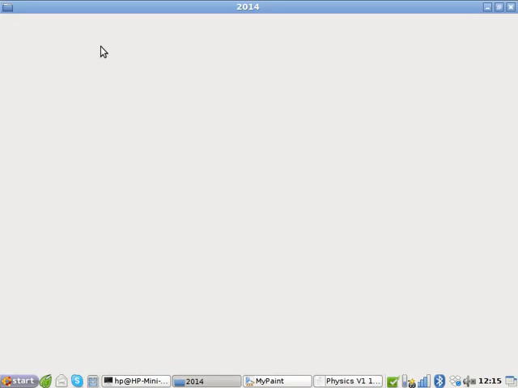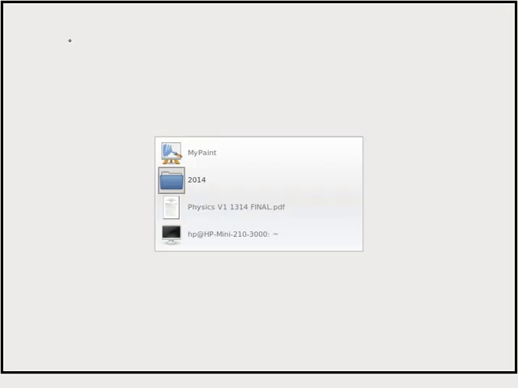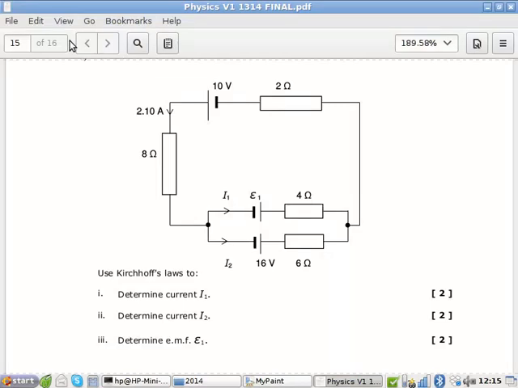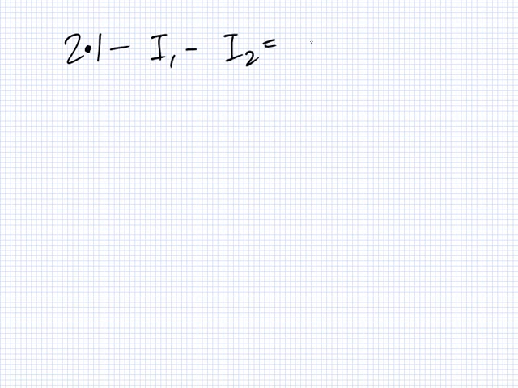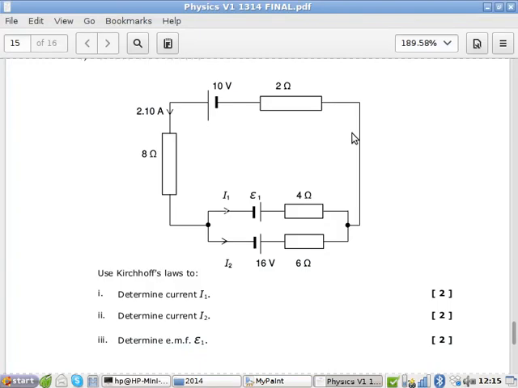2.10, correct. So your first equation is 2.10 is going in, and then I1 and I2 are coming out. So the junction rule says it's 2.1 minus I1 minus I2 equals 0. The one that is coming out will be minus. Yeah, that's equation 1.